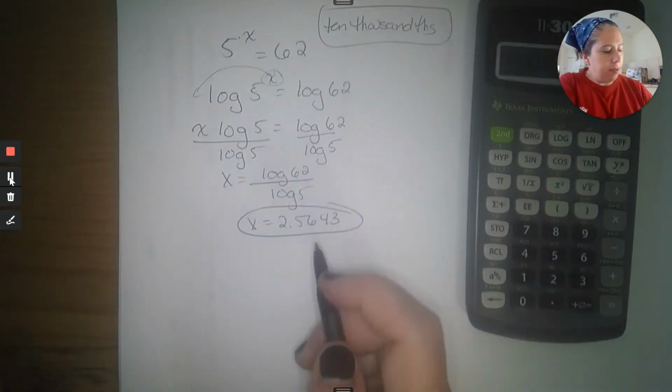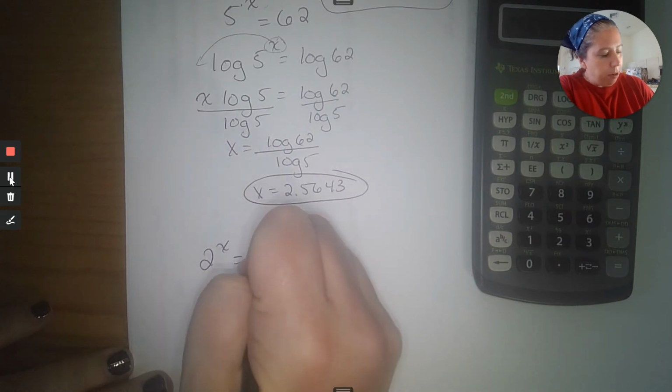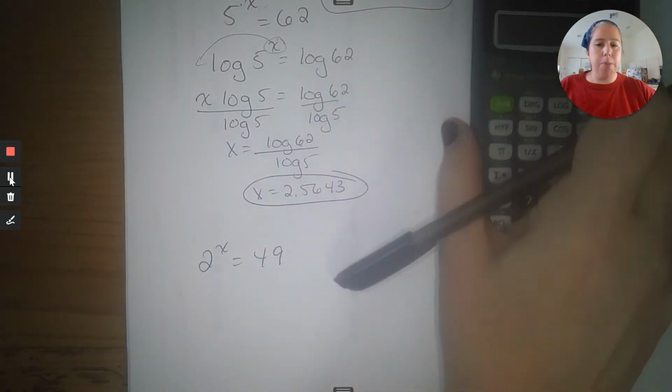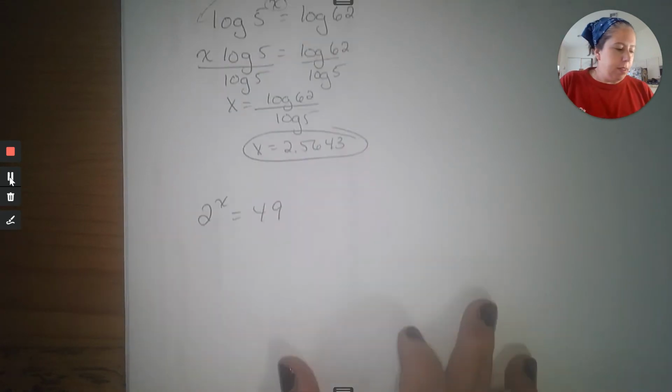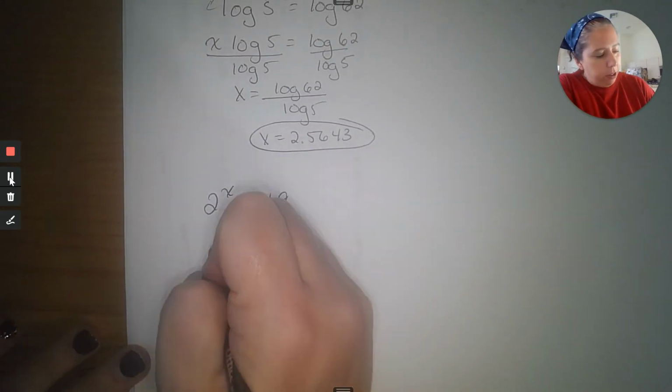All right, let's try this one. 2 to some power equals 49. All right, give it a shot. Pause the video if you have to. All right, hopefully you got an answer.